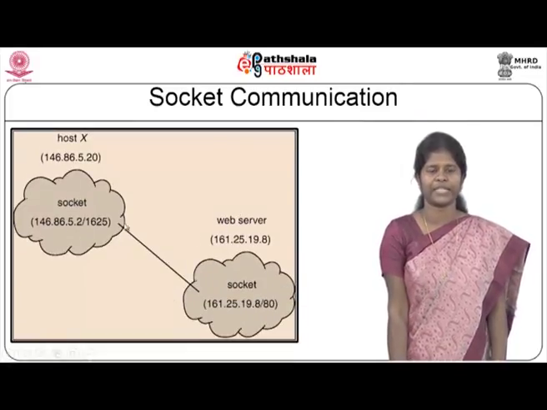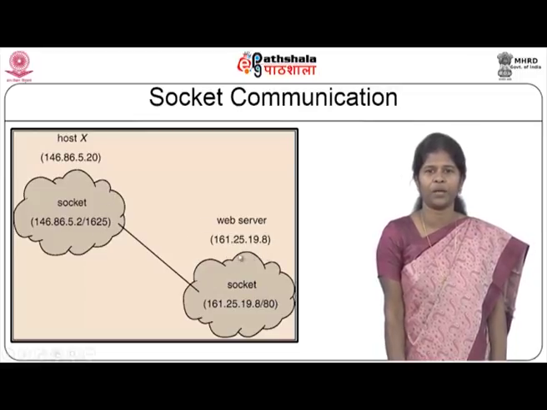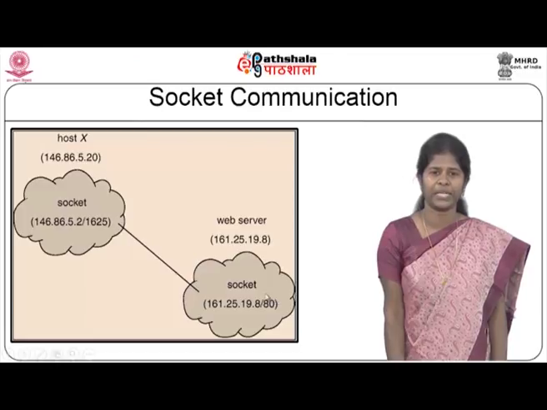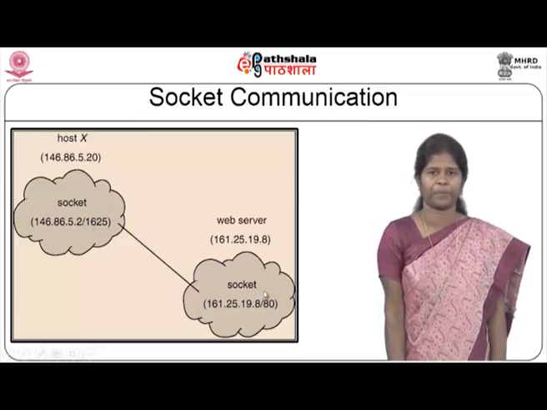So, here is just an example which shows that there is a host X whose IP address is 146.86.5.20, trying to communicate with a web server whose IP address is 161.25.19.8, and the service that the server is providing is running on port number 80, and the client creates its own local port number 1625 which communicates with the server on this port number.